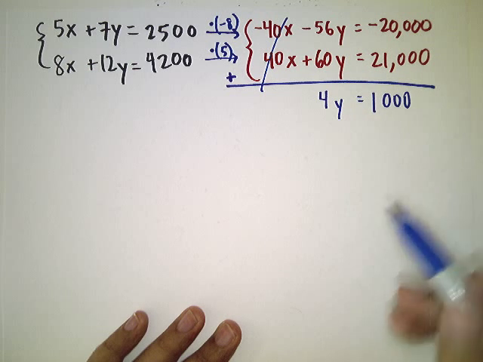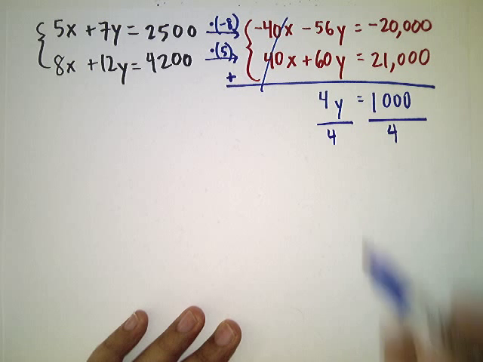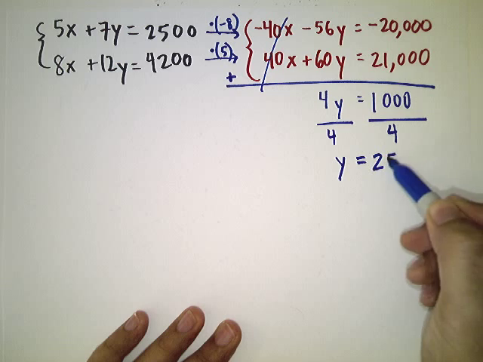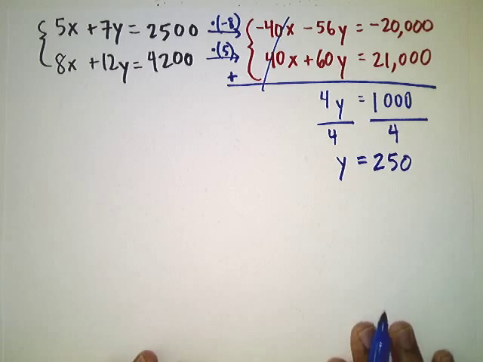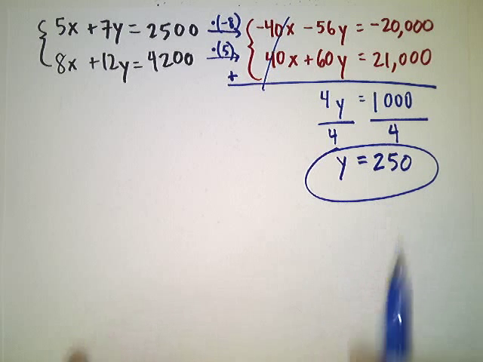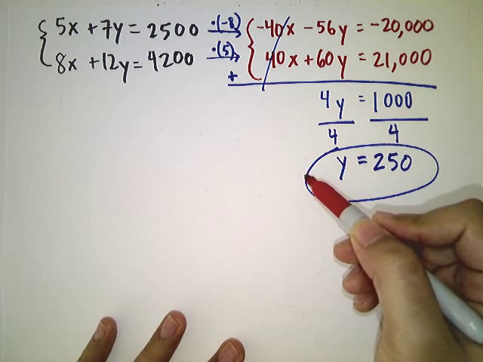Last step is to isolate this y. We'll divide both sides by 4. We end up with y equals 1,000 divided by 4. That's 250. So that's one answer we've arrived at. y is 250.